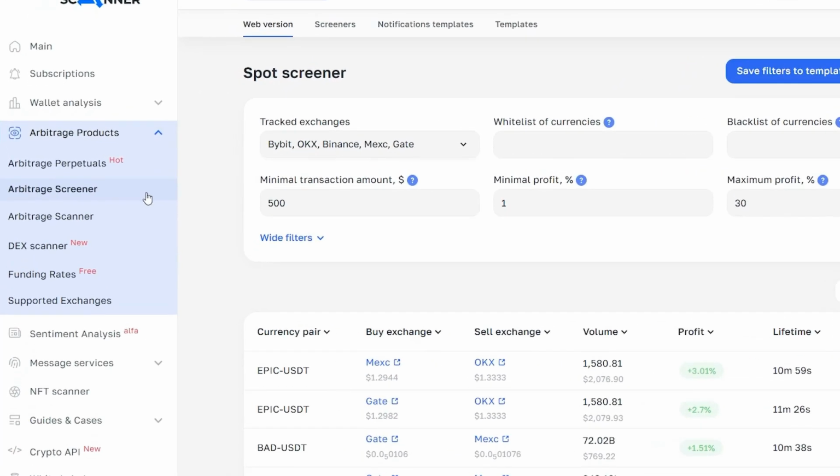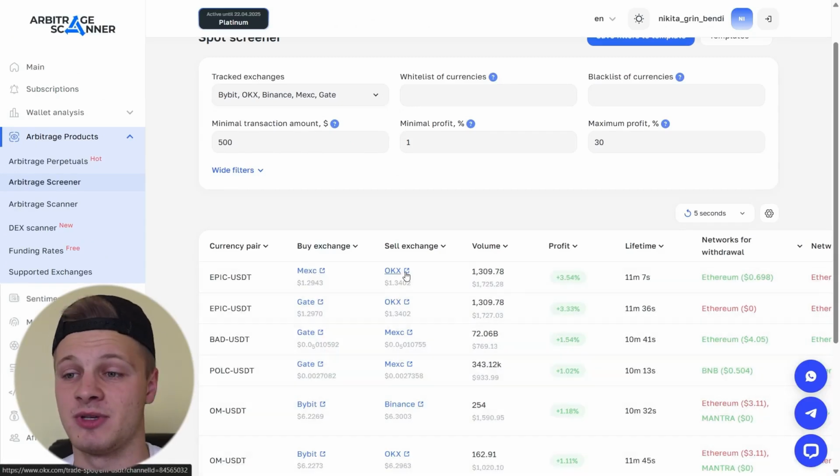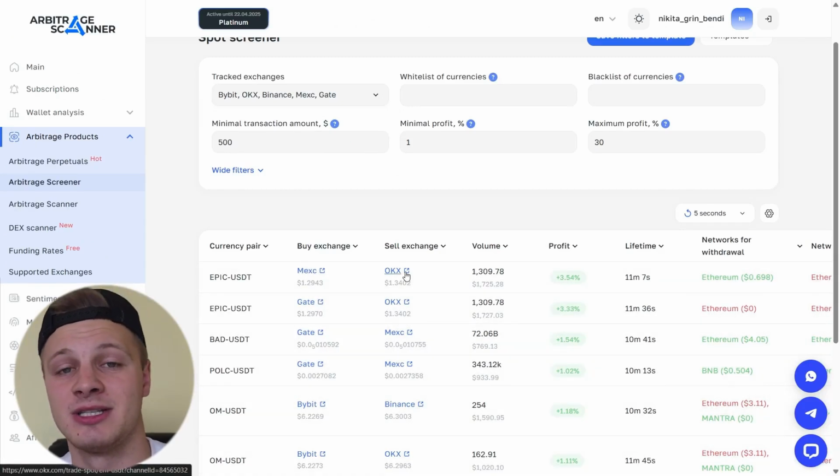You go to the arbitrage scanner, set it up, and it immediately shows you the exchange. You go to that exchange, buy, transfer to another one, sell, and pocket the difference. It's as simple as it gets.